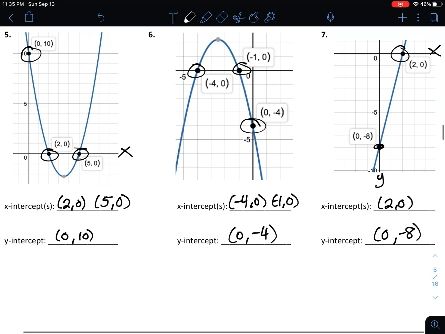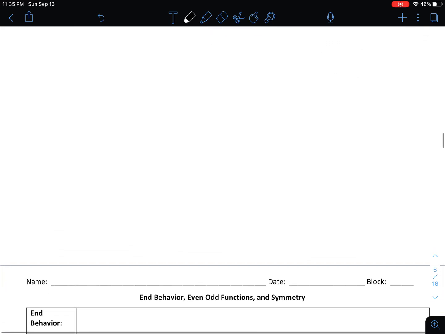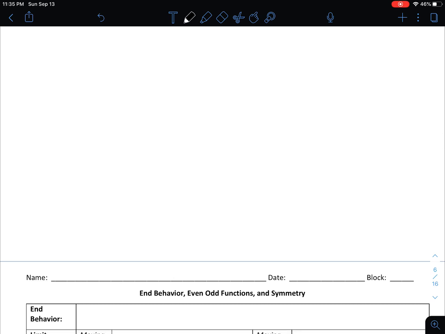Okay, I believe that's all I've got for you guys in this particular lesson. In the next lesson, we will talk about end behavior, even and odd functions, and symmetry.